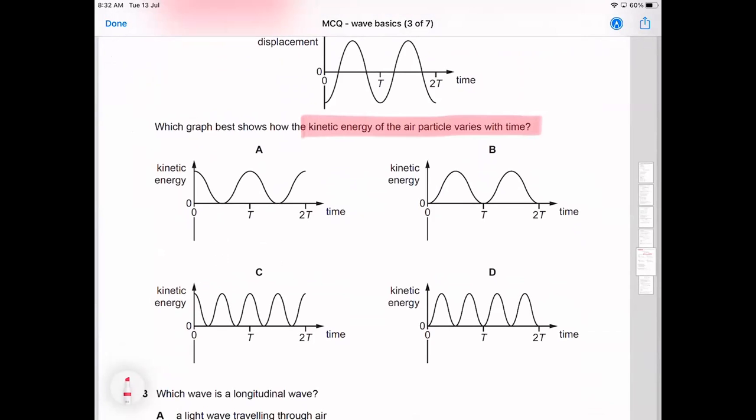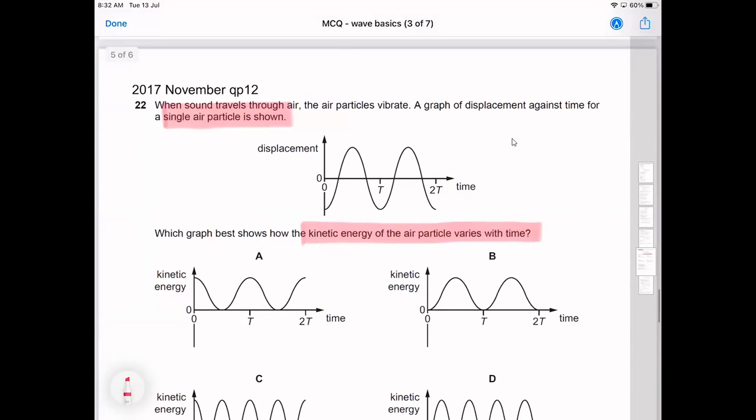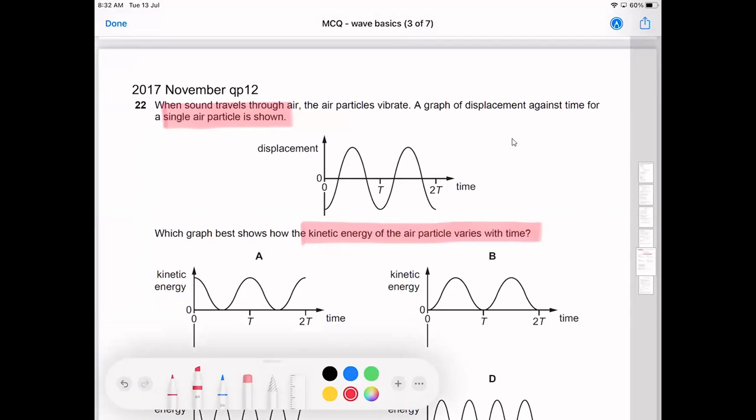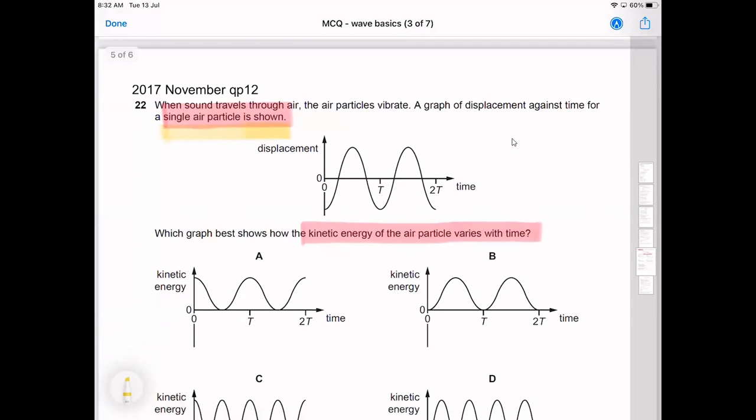I won't do this question for you, but I just want to show you that this is what the question looks like. They'll give you graphs, but they'll be very specific, and they will tell you that it's for a single air particle. So that's very important here. It's for a single air particle. It's not the sound wave. It's not a transverse wave. It's the displacement-time graph for a single air particle.